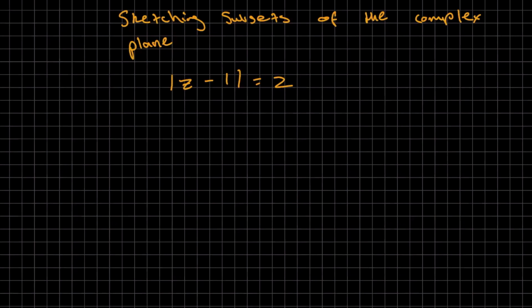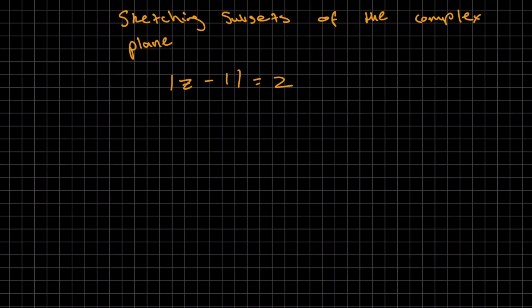Hello everyone. Today we are going to be going through how to sketch some subsets of the complex plane. So let's begin by first explaining this using just some basic algebra. Let's use the modulus of z minus 1 equals 2 as our first example.